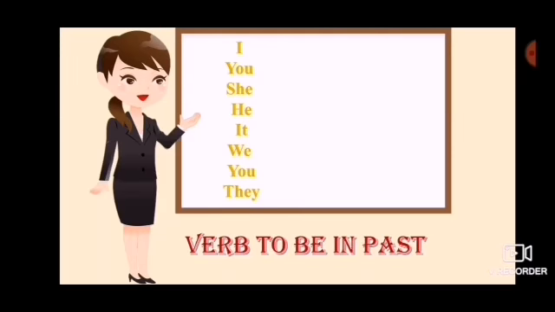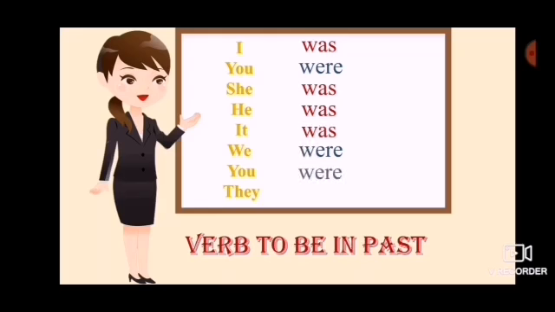So let's see with the subject pronouns I, you, she, he, it, we, you, and they. I takes was, because am becomes was in the past. You were. She was, because is becomes was in the past. He was. It was. We were. You were. And they were, because are becomes were in the past.